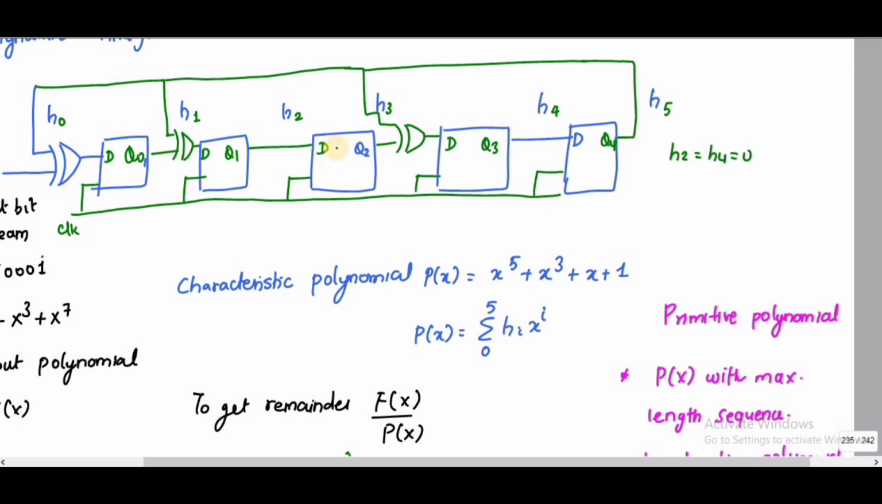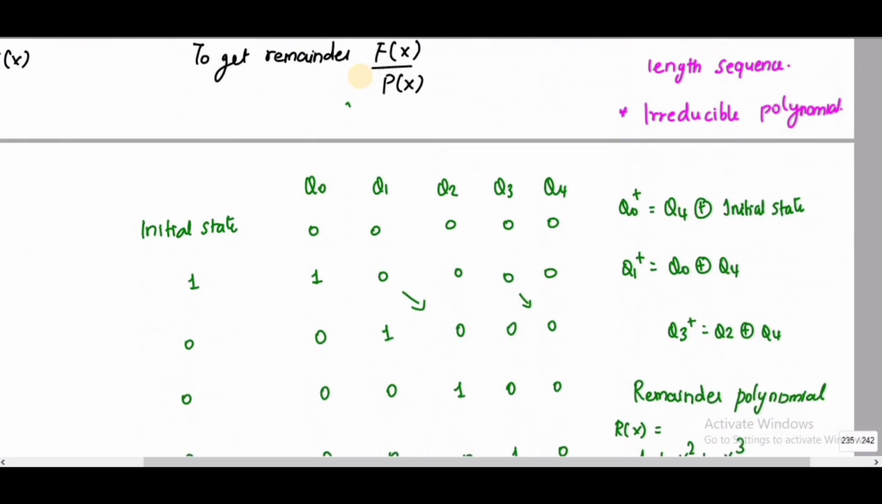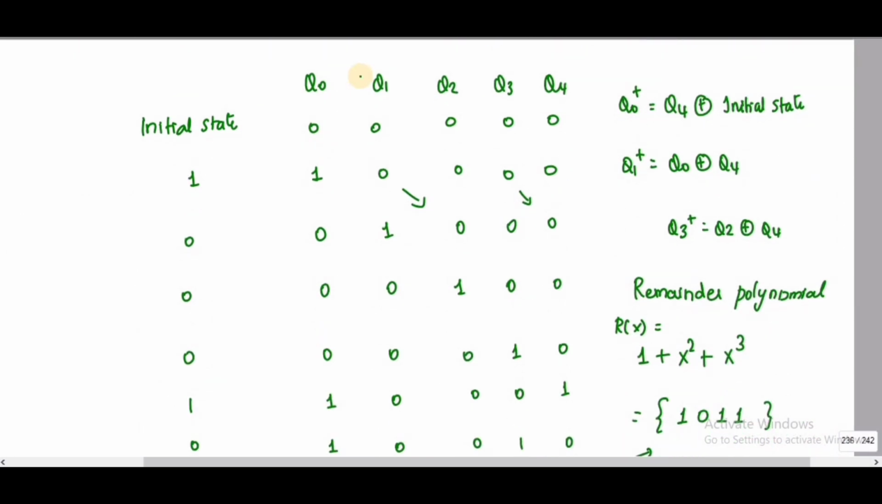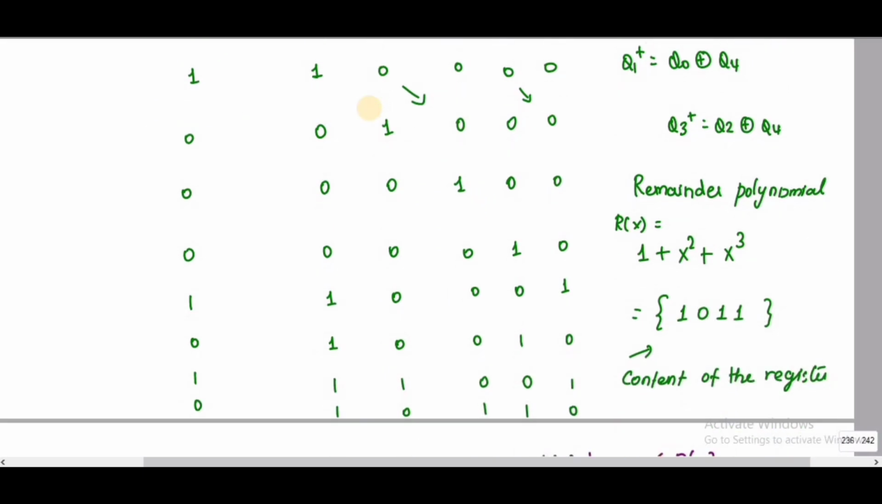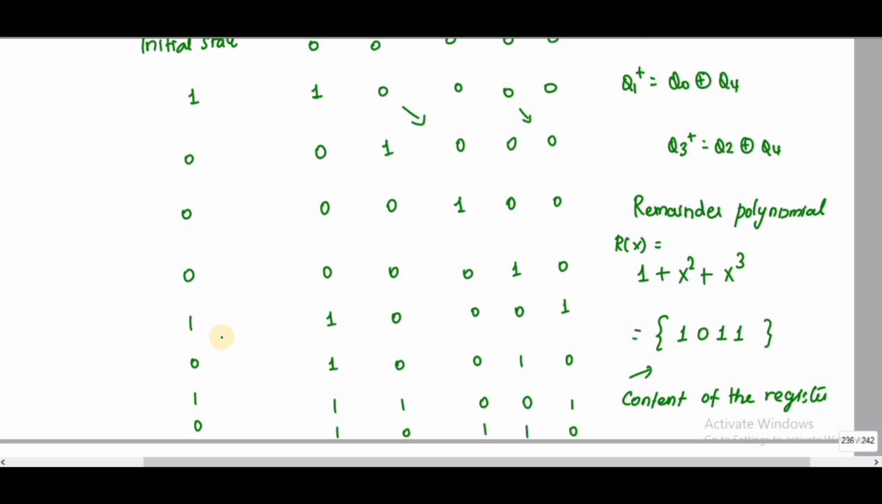Similarly, I can write q3+. q3+ is equal to q2 XOR q4. So the rest of the values, that is q2 and q4, I can find from this. If I shift the values of q1, I will get the q2+ value and q4+ value. Okay. So if I substitute, I will get the answer like this. Okay. So you can see. If I substitute, I will get the answer as 10110. Okay. So I can write the remainder polynomial. That is this one. Okay.